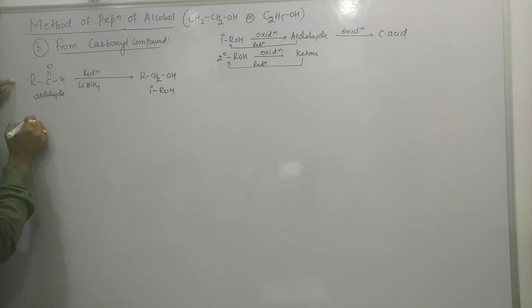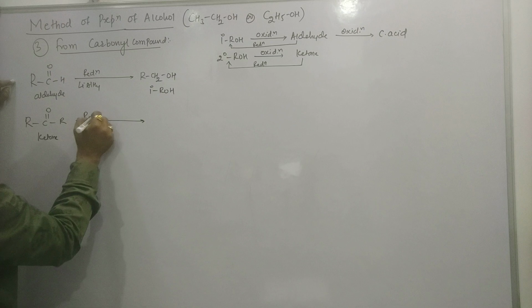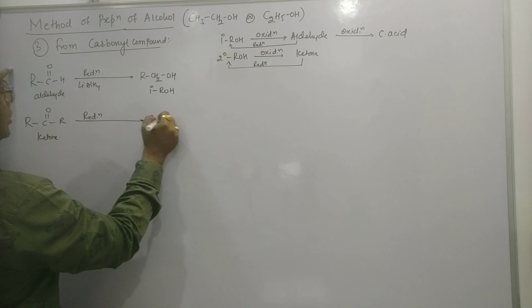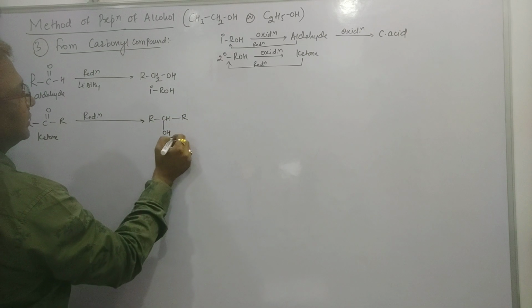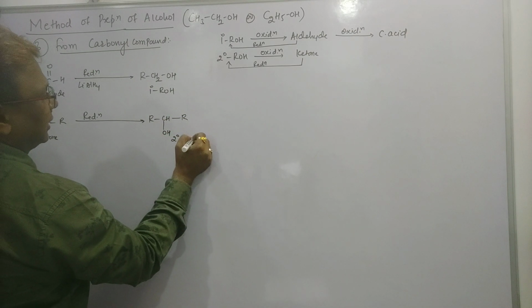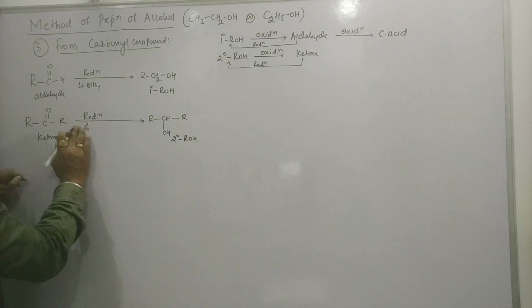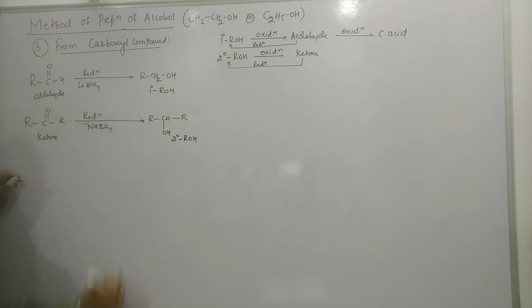What is a ketone? You can see here. It is RC double bond OR, and this will be called a ketone. But a ketone, this one on reduction, gives rise to 2 degree alcohol. And do you know, 2 degree alcohol can be written in this way. This is called a 2 degree alcohol. For this special reduction, even sodium borohydride, called a weak reducing agent, is also sufficient.